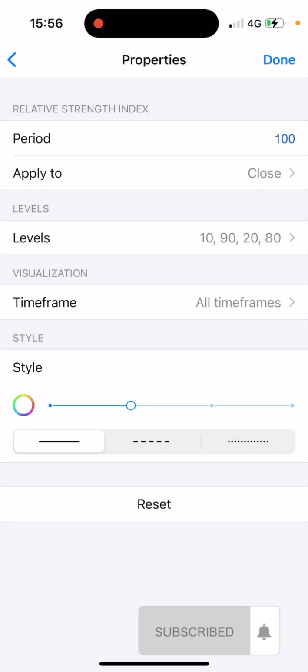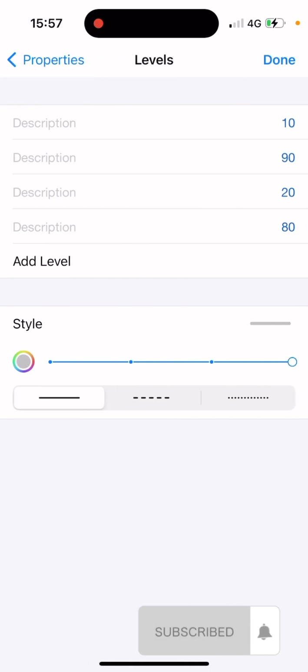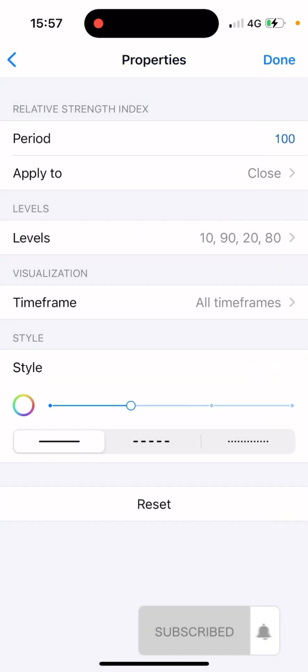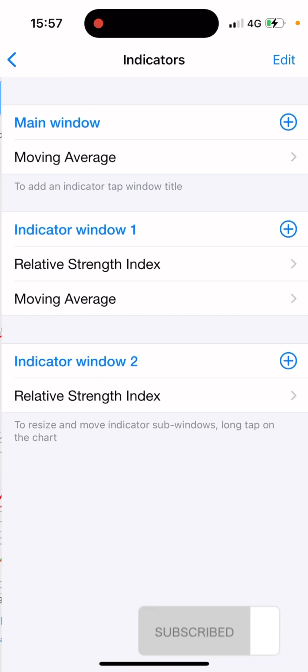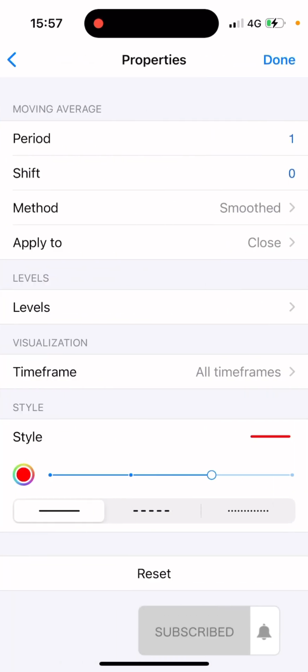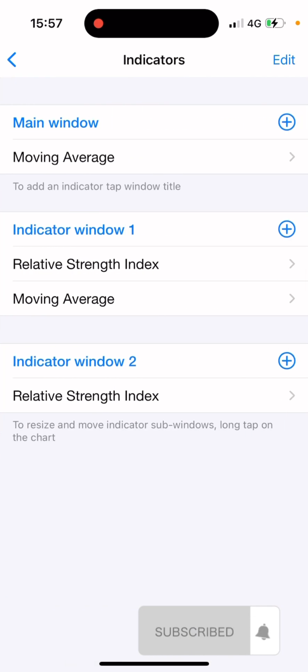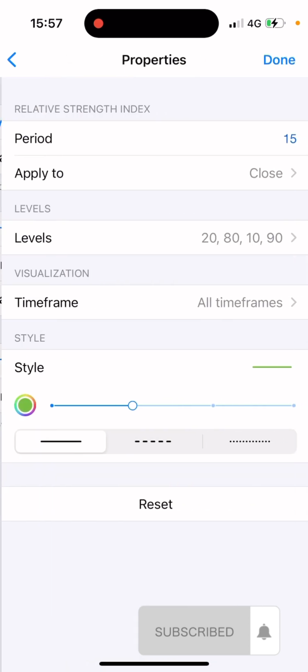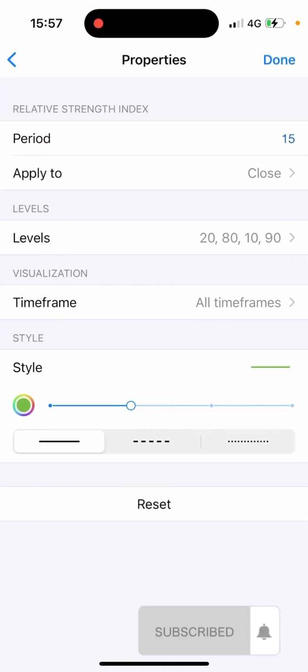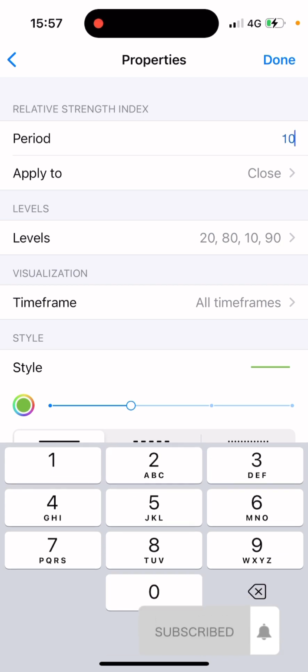So you just put period to 200, and all we need is the levels. Okay, the levels. Why do we need the levels? Because we want to insert the what? We want to insert the moving average, which is moving average 1. Okay, the period is 1. So on the second window, you put indicator window 2, which is the relative strength index again, but this one you put period to 15 on boom 1000, boom 500, and crash 500. But on crash 300, you put period 10. You get what I'm saying?